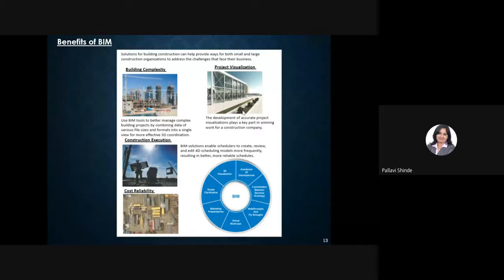Cost reliability. Why can we say it as cost reliability now? Because we are modeling it to scale accurately. We are putting all the material properties in the model, and we are also putting cost for that particular volume. We can attach the 5D as well to this particular model. So because of that, the cost reliability is very accurate. Why? Because we know the exact volumes which we have modeled.